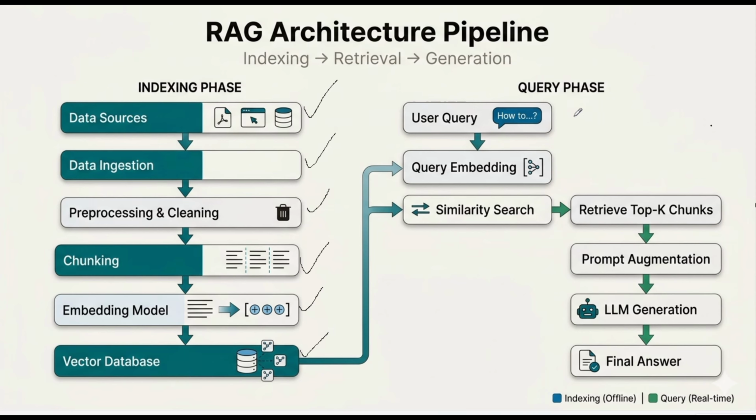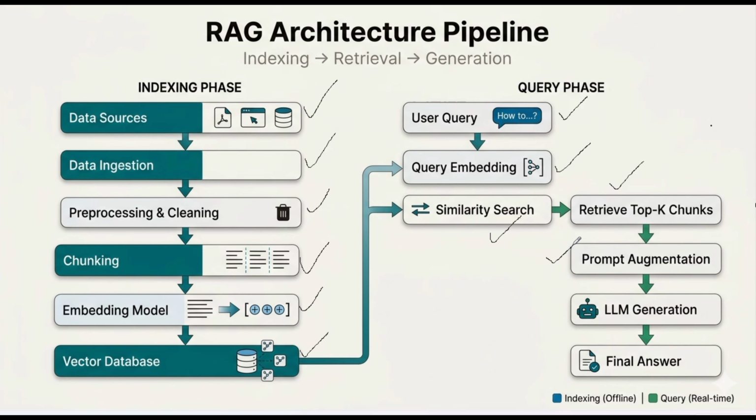Next, the query phase, which runs when a user interacts with your app. The query is passed into a query embedding. Just like we embed the chunks, we embed the user's question into the same vector space. Then we perform a similarity search against the vector database. The idea is to find the stored chunks whose embeddings are closest to the query embedding. It returns the top k chunks, the k most relevant pieces of text.